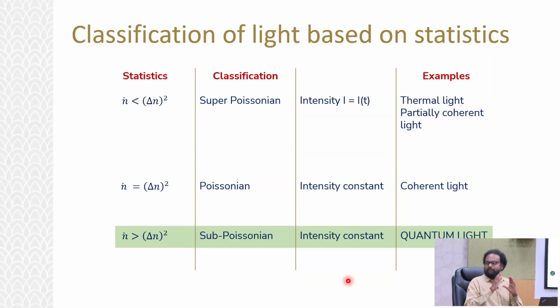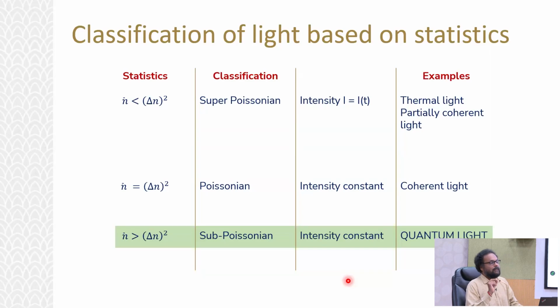So if I have a perfect Poissonian distribution of the number of photons that I'm measuring, and the intensity is constant, let's say, then this is referred to as coherent light. If I have a super-Poissonian distribution, where my variance is much larger than my mean photon number, then it is referred to as thermal light, or partially coherent light. Whatever is around you is super-Poissonian.